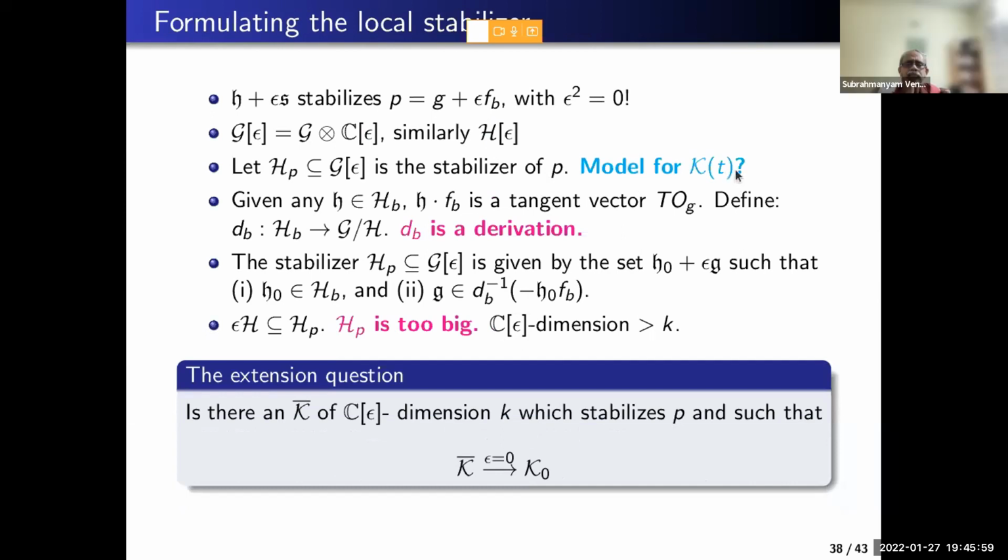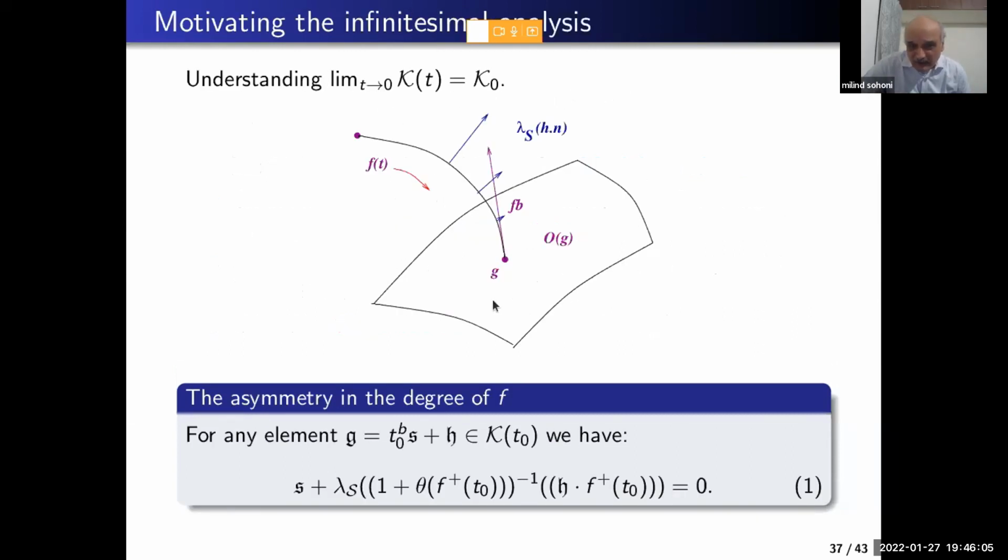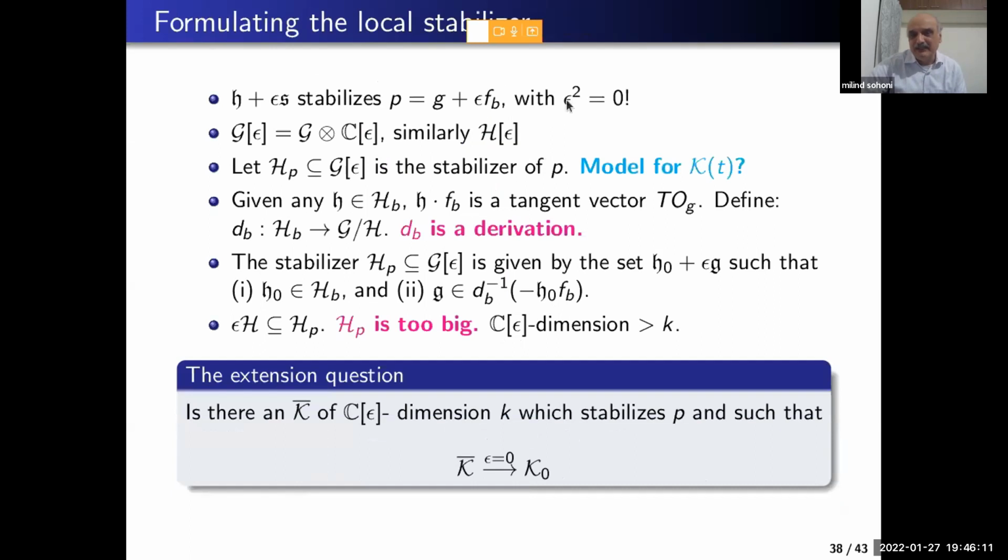So we would like to understand, in the infinitesimal thickening of this orbit, what really are the stabilizers. My simple way would be to assume ε² = 0, and then you get some derivations. What it reduces to is the question: this k0 is the collapsed version, is there something which is an epsilon thickening, of the same dimension, but which when I put ε = 0, I get k0? So is there a sort of epsilon lift of this k0 which is simulating this Kt?